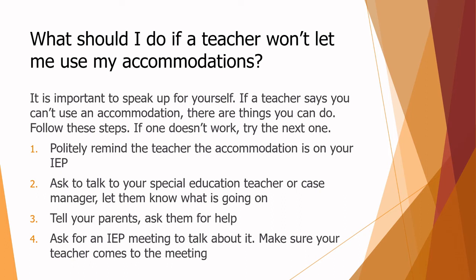What should I do if a teacher won't let me use my accommodations? First, it's important to speak up for yourself. If a teacher says you can't use an accommodation, there are things you can do. Follow these steps. If one doesn't work, try the next one. First, politely remind the teacher the accommodation is in your IEP. Second, ask to talk to your special education teacher or case manager and let them know what's going on. If that doesn't work, tell your parents, ask them to help. And then finally, ask for an IEP meeting to talk about it. Make sure that the teacher comes to the meeting.